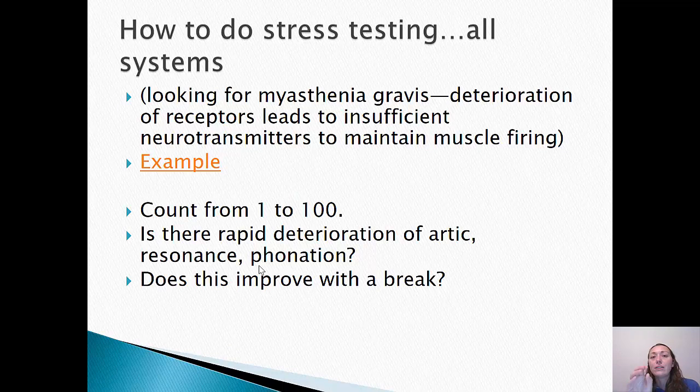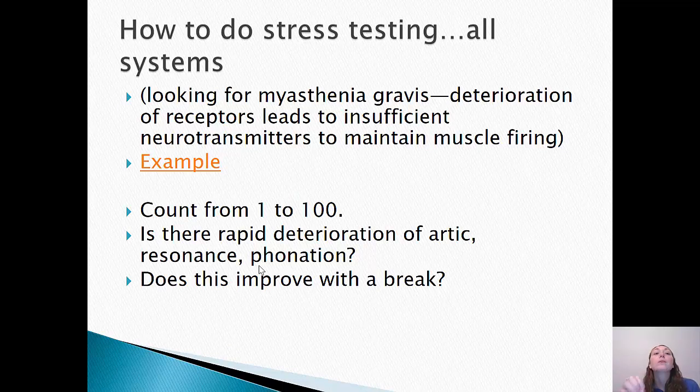And then if we stop phonation and those systems together with a break, does it improve? The reason we do this task is because we want to rule out any concerns with neurotransmitters and muscle firing, specifically myasthenia gravis. Myasthenia gravis is one of those disease processes we've talked about, where there's going to be a deterioration of the receptors with continued transmission at the synapses, with that neurotransmitter being sent over and over again during volitional, continued taxing of the system for speech.